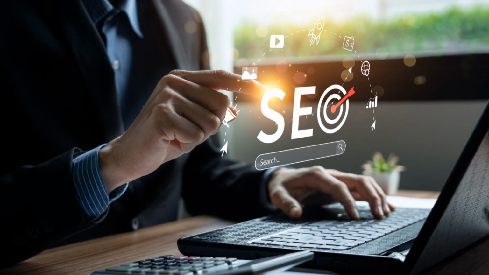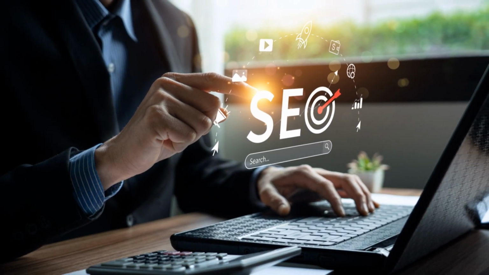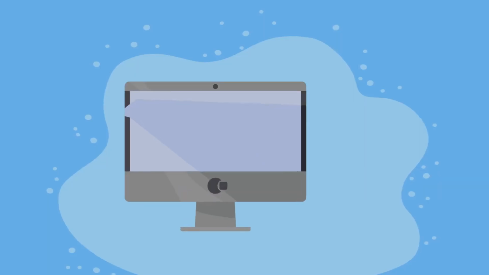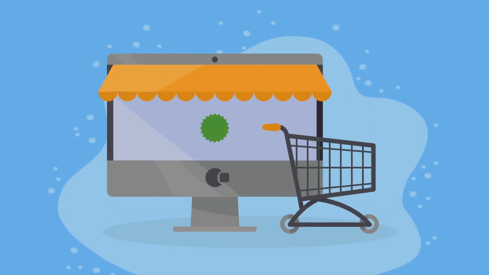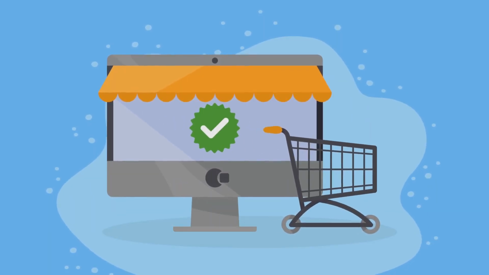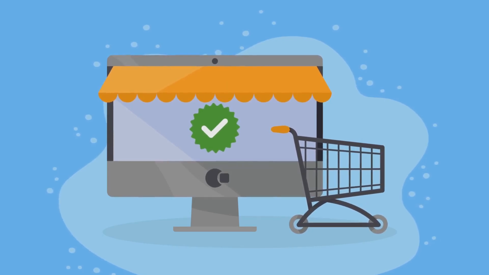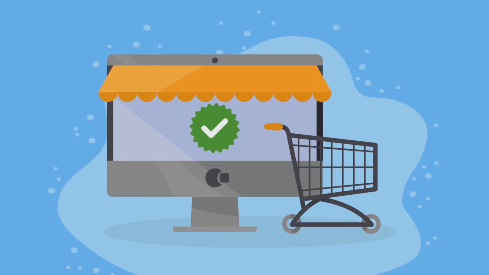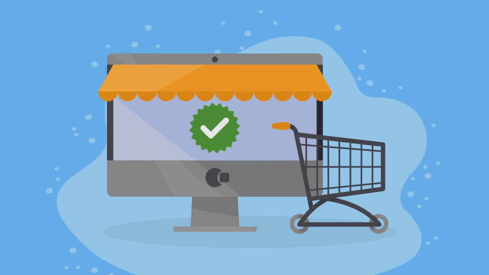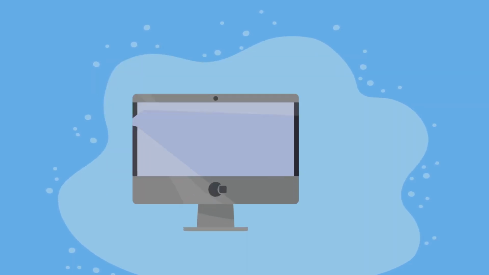Creating content for transactional searches requires a direct approach focused on conversion. Your product pages should include clear pricing information, prominent call-to-action buttons, detailed product specifications, high-quality product images, customer reviews and ratings, secure payment options, and clear shipping information.